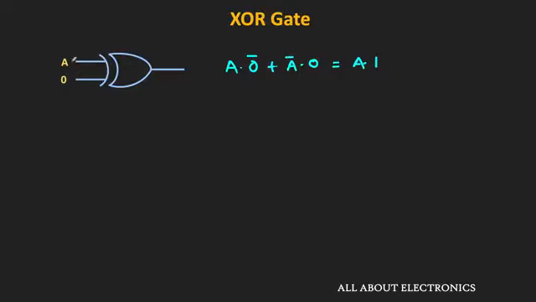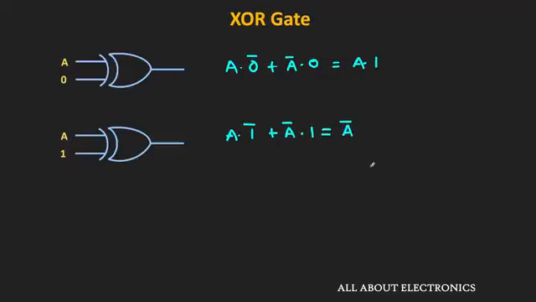Likewise, when one of the inputs to the XOR gate is A and the second input is 1, then its output can be written as A dot 1 bar plus A bar dot 1, and that is equal to A bar. That means whenever one of the inputs to the XOR gate is 1, then its output is the complement of the other input.